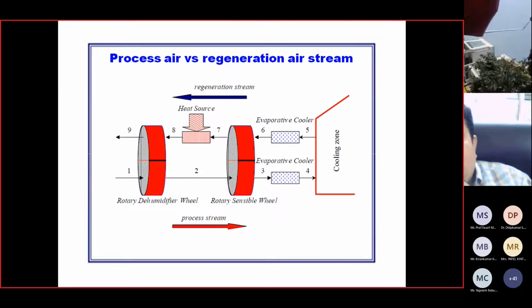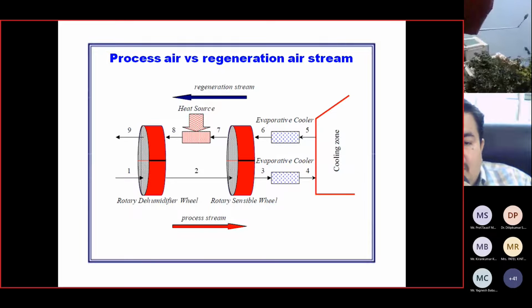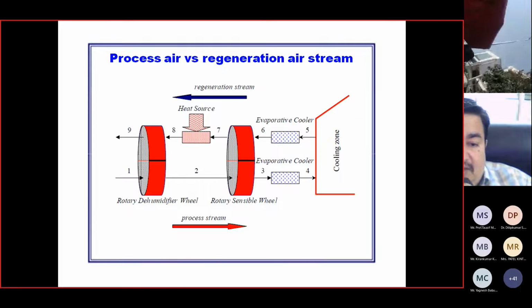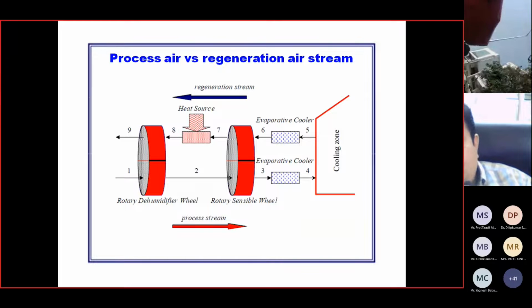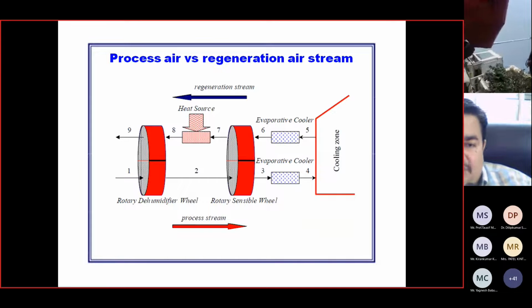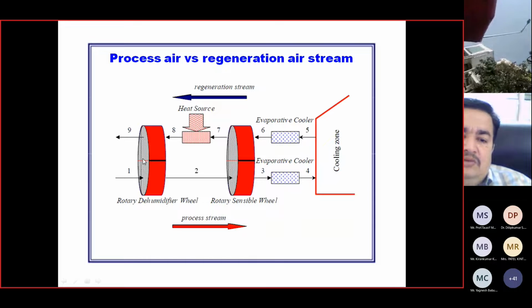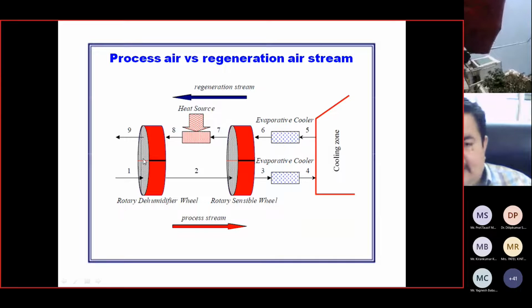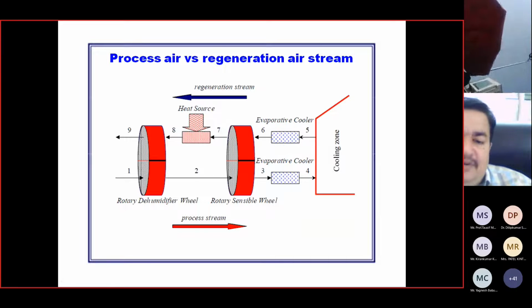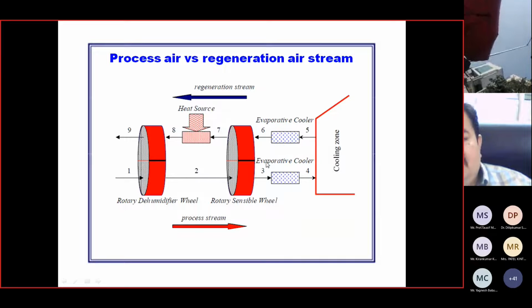This is also a schematic showing inclusion of one more wheel in addition to the rotary dehumidifier. That is called a heat recovery wheel, an air-to-air heat recovery wheel. So here you find first, air at state point 1 has to pass through the matrixed desiccant-laden rotary dehumidifier, then it has to pass through the sensible wheel. What happens if the sensible wheel is absent?